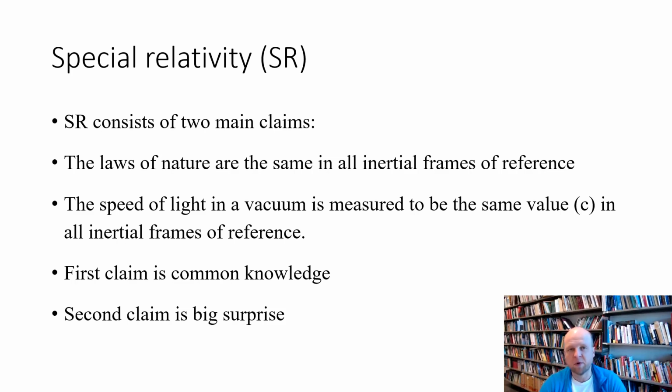If you drop a ball on the floor, for instance, it will drop straight down regardless of whether the train is standing still or in even motion. So that's the first claim. But the second claim was the new and surprising thing, namely that the speed of light in a vacuum, not if it's moving through a medium like water, etc., but in vacuum, is measured to be the same value. And this is abbreviated c, that's just an abbreviation for the speed of light, in all inertial frames of reference.